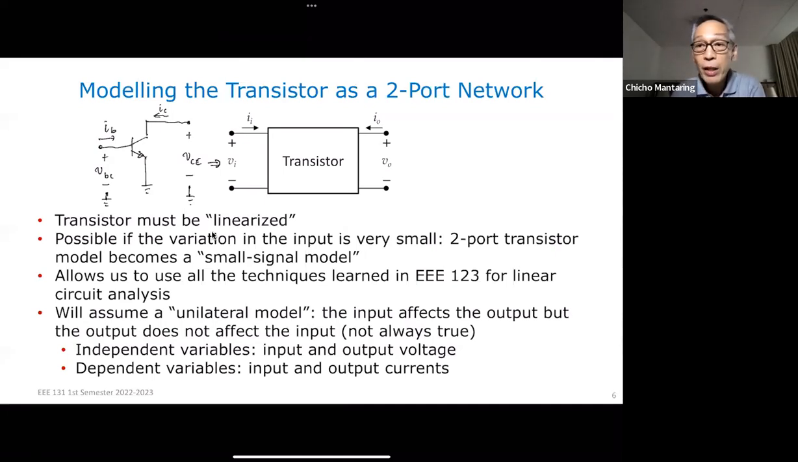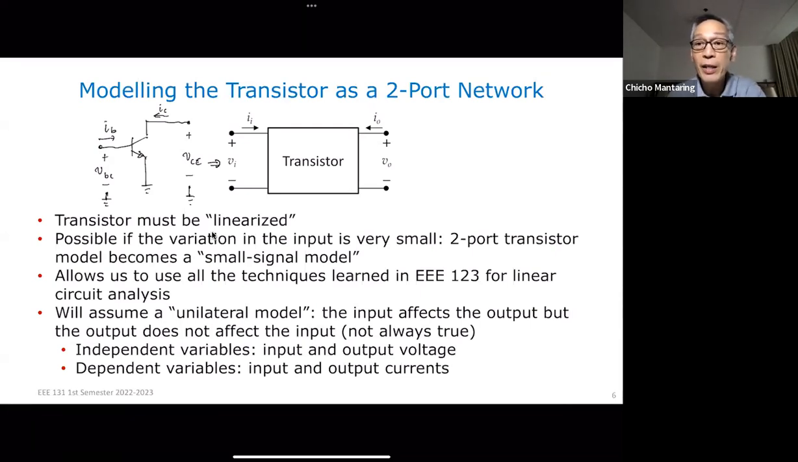Okay. Now, what we're going to do is we will assume what we call a unilateral model. Okay. And this is for simplification. In a unilateral model, my input will affect my output. No? But my output will not affect my input. Note that this is not always true. In fact, later on in the course, you might encounter problems where the output affects the input.